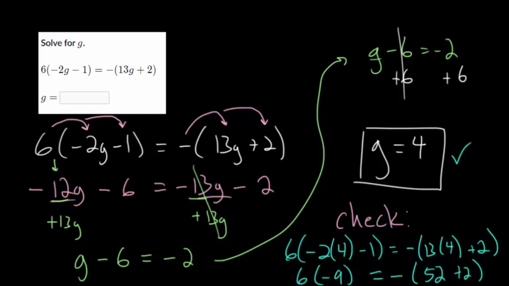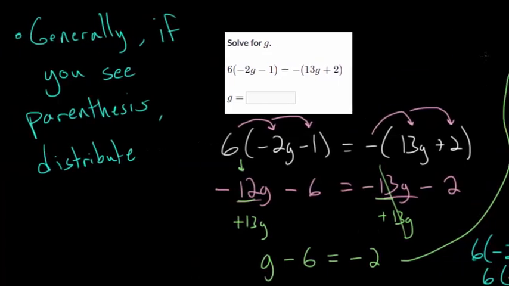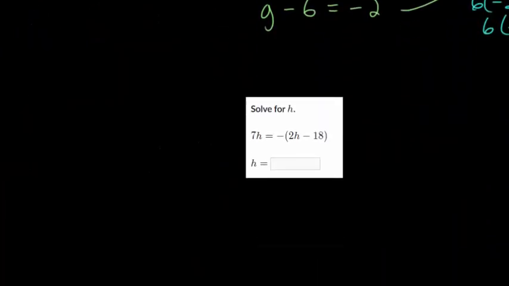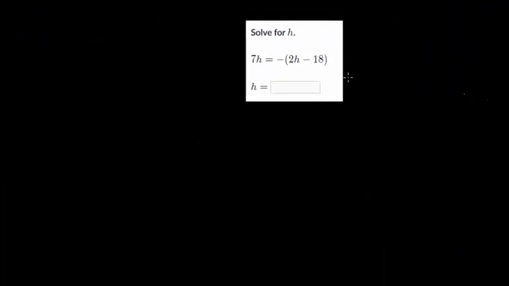Okay, with that in mind, let's move on to another problem very similar. And this time we're going to be solving for h. So let me just rewrite this. We have minus parentheses 2h minus 18. We don't have any fractions or decimals. And so our first step here is just to get rid of these parentheses. We are going to distribute.